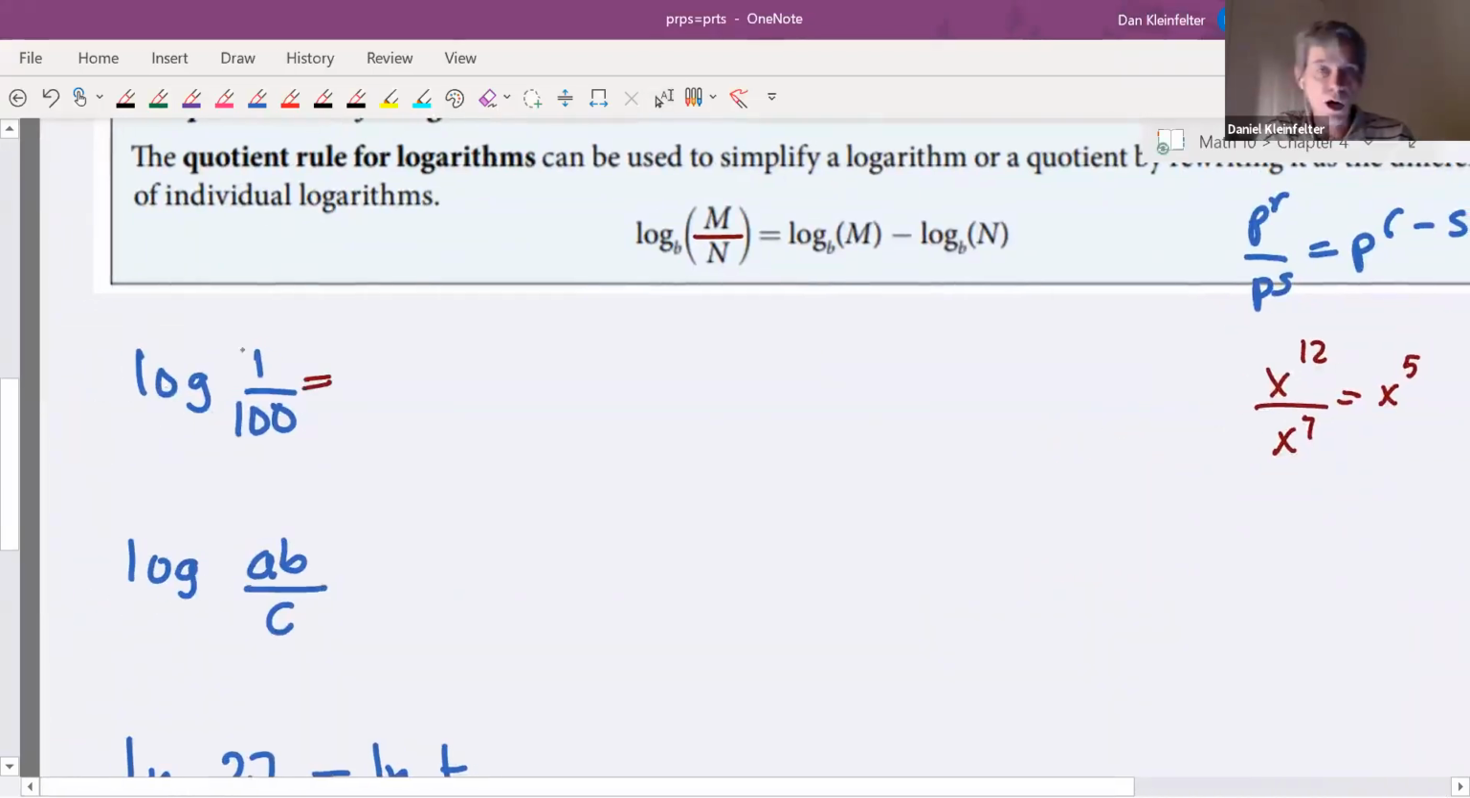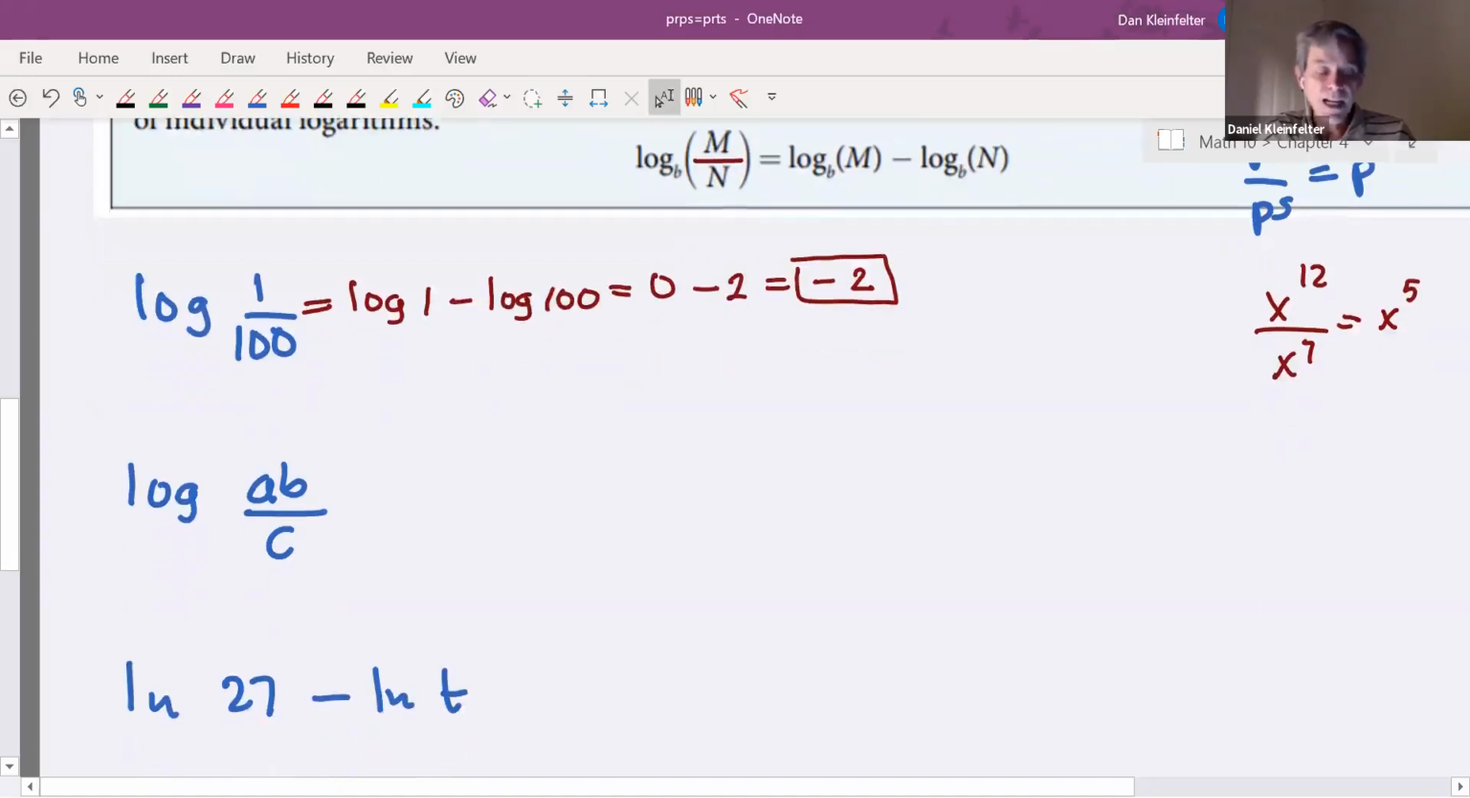So I'm going to take the logarithm of 1/100th. That's a quotient, a log of a quotient. So I'll write it as a difference of two logs. That's log 1 minus log 100. Okay, and both of those I can actually simplify. The logarithm of 1 is 0. The logarithm of 100 is 2. So that's just -2.